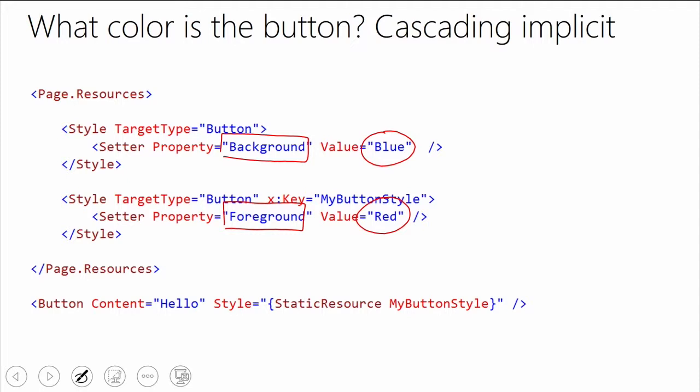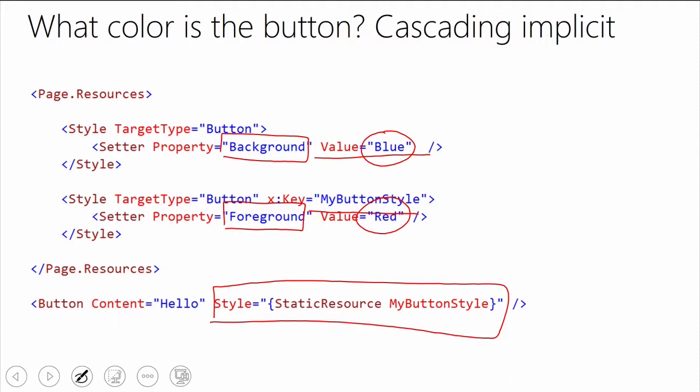As you can see down here in the style of the button, we have set the explicit style to my button style. So here's my button style, that's this one right here. It is saying that the foreground is supposed to be red, but it's not overriding the background that is supposed to be blue above it. So the key here is, does the button get a composition or an aggregation of both those styles, or does it get just one or the other?